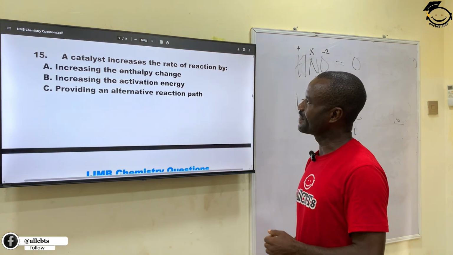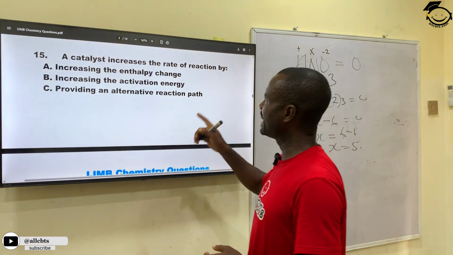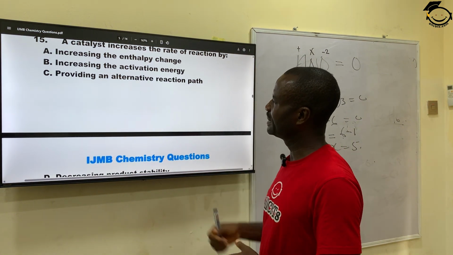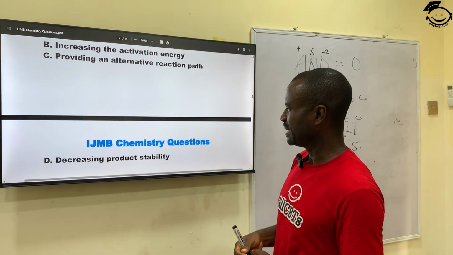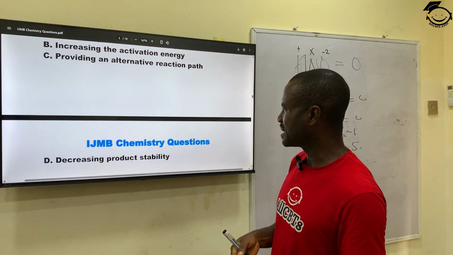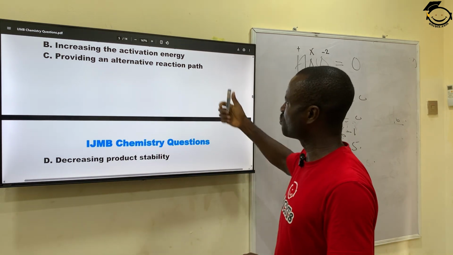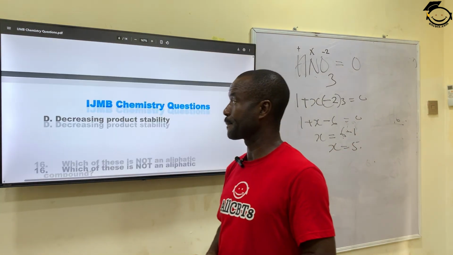Question 15. A catalyst increases the rate of reaction by: A, increasing the enthalpy change, B, increasing the activation energy, C, providing an alternative reaction path, then D, decreasing the product stability. The correct answer is providing an alternative route for the reaction path. Correct answer is C.